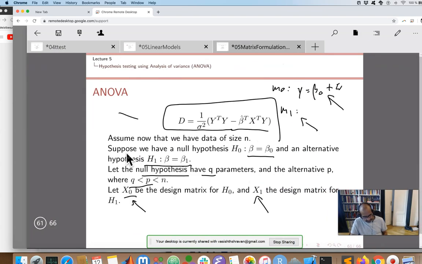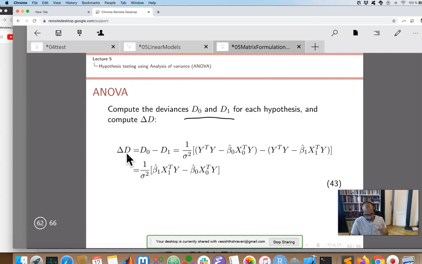Just look here. This is the definition for deviance. Once I know what my design matrix is, once I know what my y vector is, and I know my standard deviation, I can compute the deviance. So I compute the deviance under the two models, that means under the two design matrices, and I compute the difference in the deviance. That's the delta D again. This should remind you of the likelihood ratio test, which was a difference in the log likelihoods.